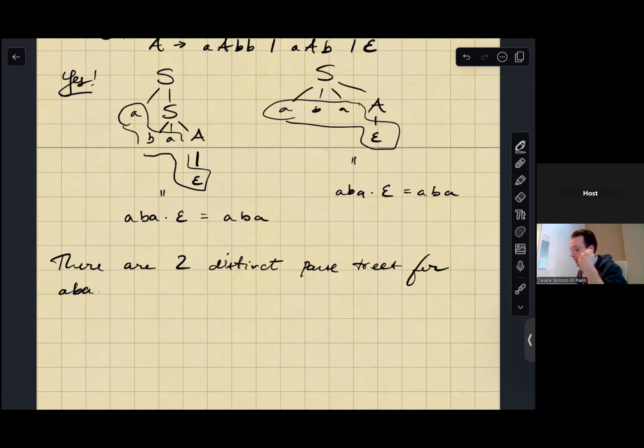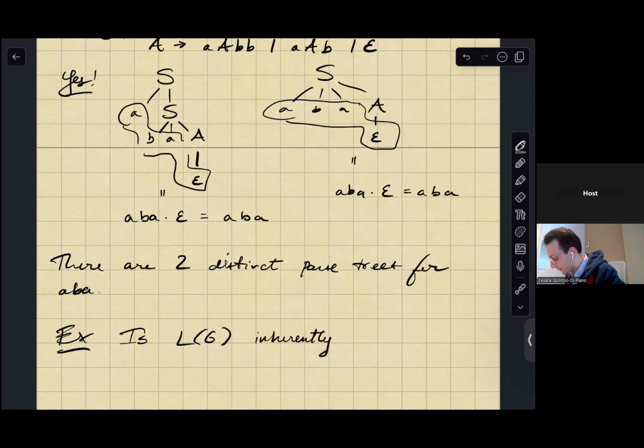Okay, and so the question, which I will answer in the next video, is: I know that this grammar is ambiguous, but as an additional question, now this is a question about the language. Is L of G inherently ambiguous, right? Meaning, is it true that for any grammar that generates this language, you're going to have at some point some kind of ambiguity for at least one string?